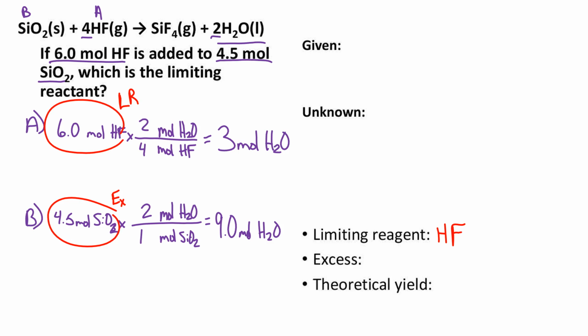All right, so now, what is the maximum amount based on these givens? What is the maximum amount of water that I can produce? All right. So remember, what's going to happen if I try to make 9 moles of water? It's going to run out of HF. So the maximum amount I can make is 3 moles. So this is my theoretical yield.